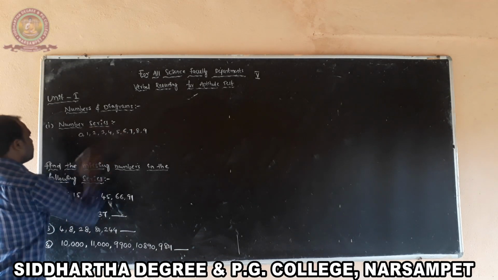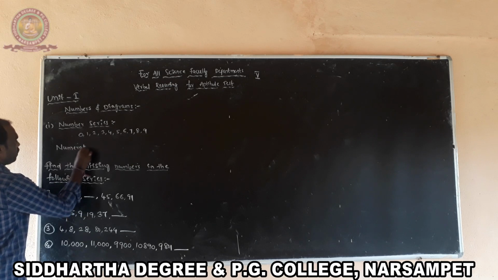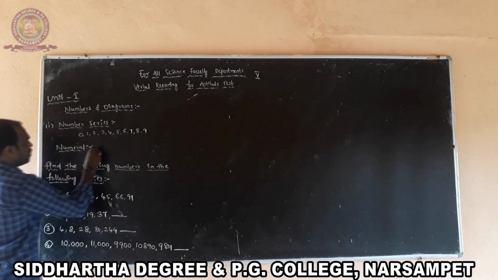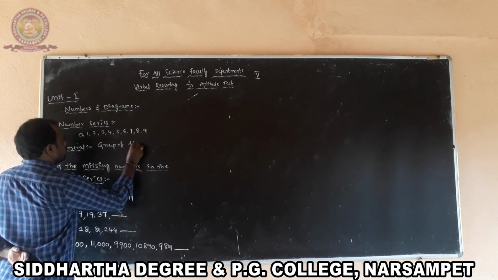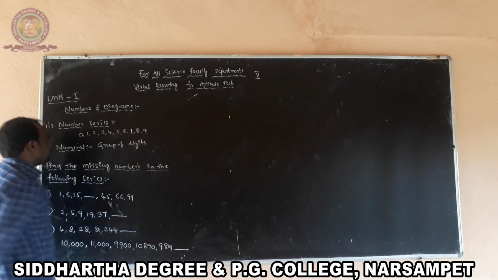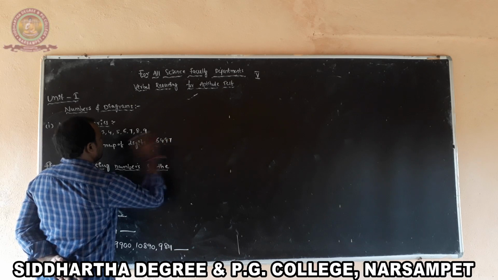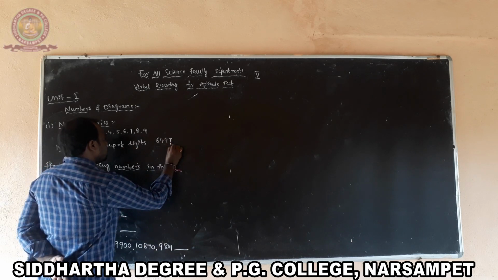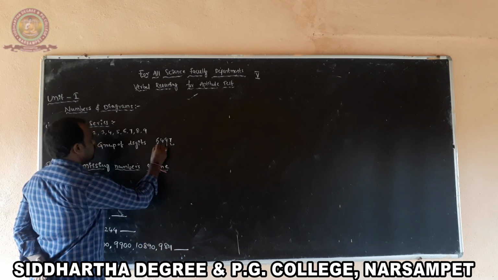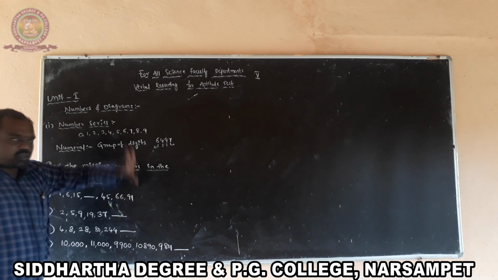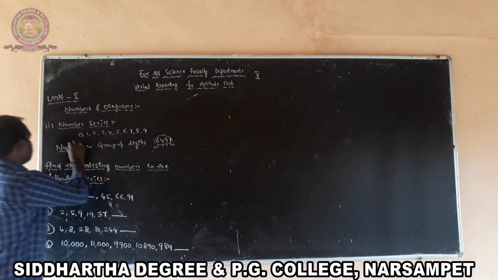The group of these digits is called a numeral. Numeral means a group of digits. For example, 6, 4, 9, 7. Here 7 is a single digit, 9 is a single digit, 4 is a single digit and 6 is also a single digit. But the total group of these numbers is called a numeral.